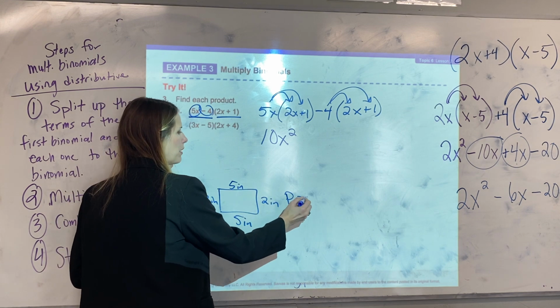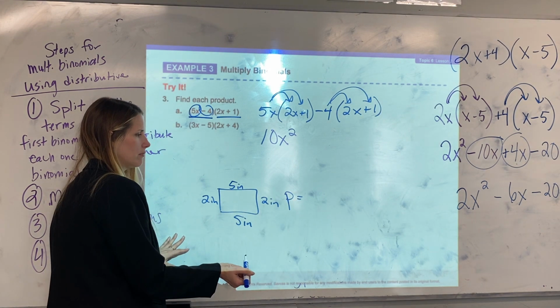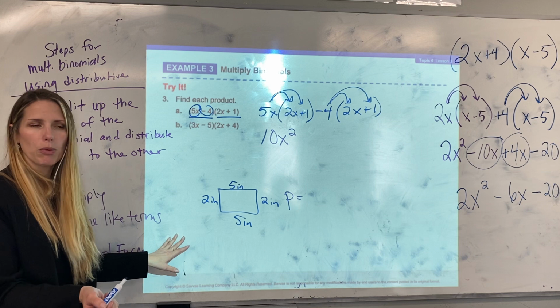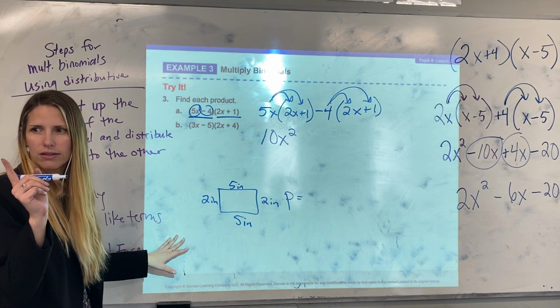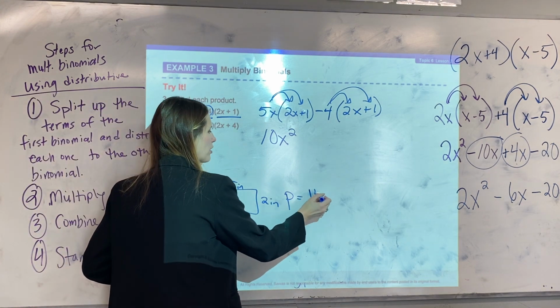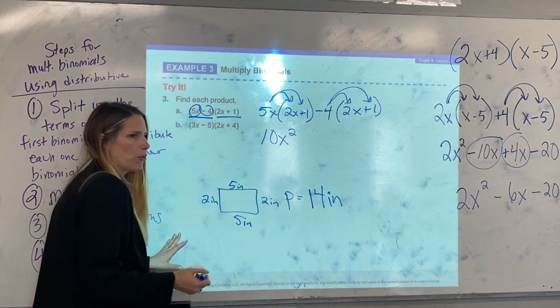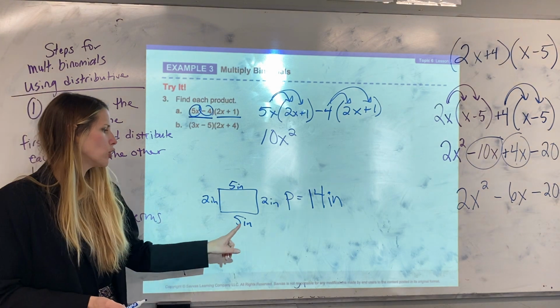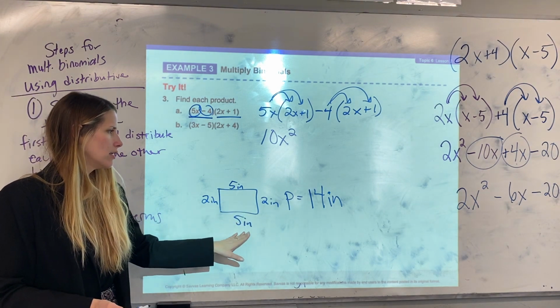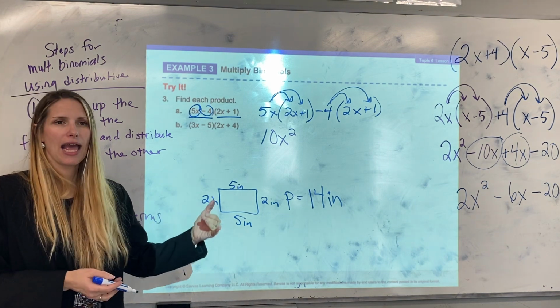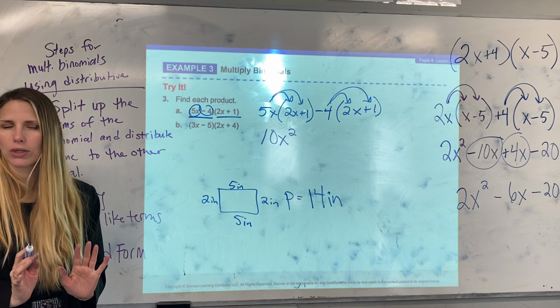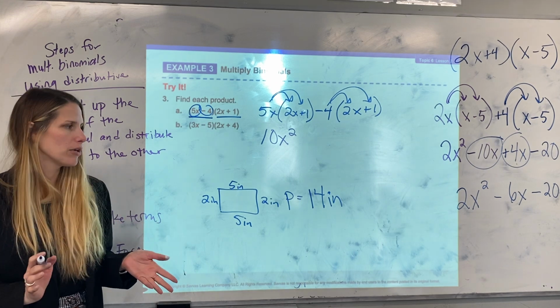The perimeter would be what? 14. Nope. Yeah, what? 5 plus 5 plus 2 plus 2 is 14. But what is the perimeter? 14 inches, thank you. And the reason I'm being nitpicky about that is the whole point of this example is to show you that when you are adding, it just stays inches, or it just stays x. You don't do anything with the exponents, you just use it as a label.